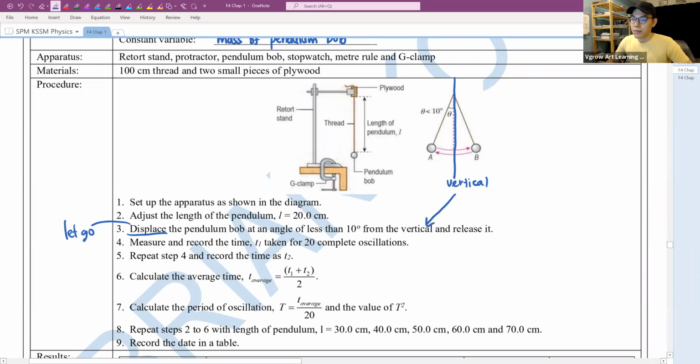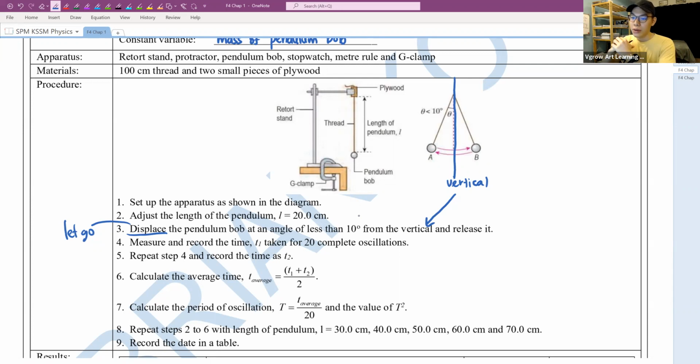And then after that, we measure and record the time taken to complete 20 oscillations. So I don't want to just let the pendulum go one time, come back, and then press the stopwatch again. That's not very accurate. I let it go for 20 full swings, 20 complete oscillations, and then only I stop my stopwatch. That would be more accurate, because you can divide by 20 so that there's less error.